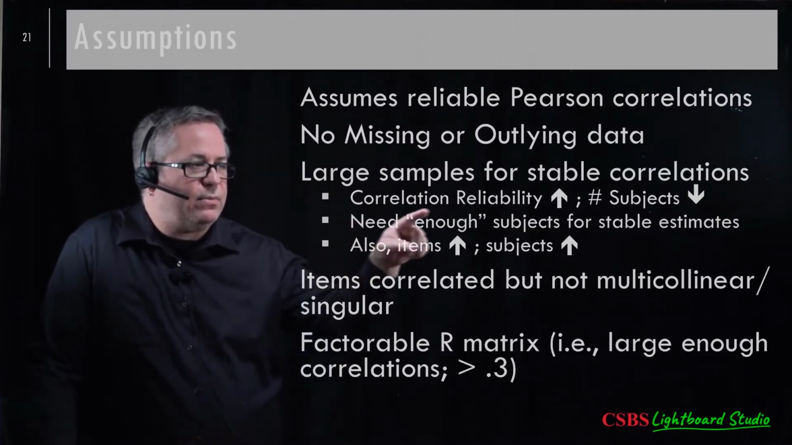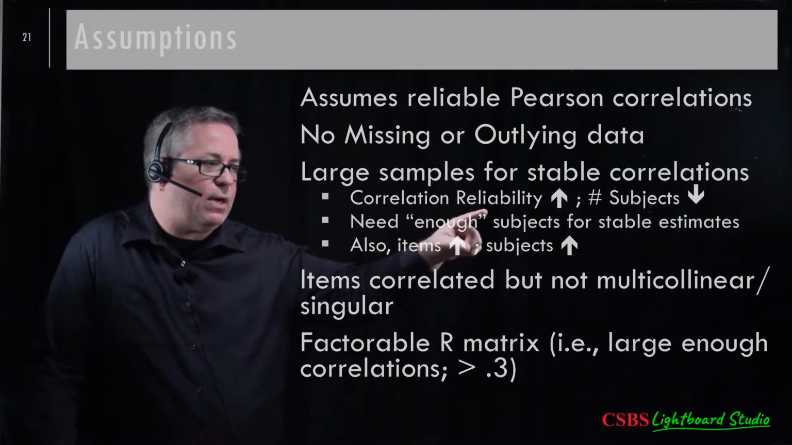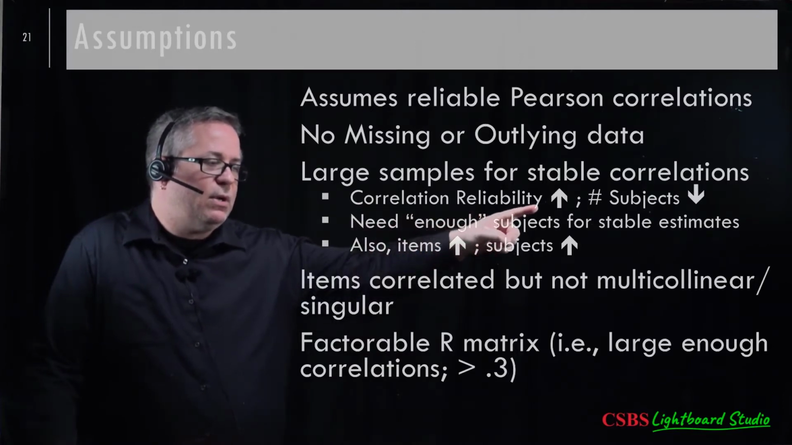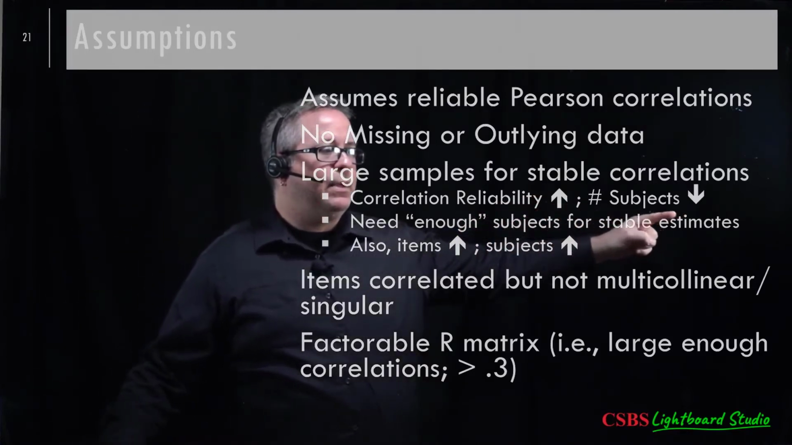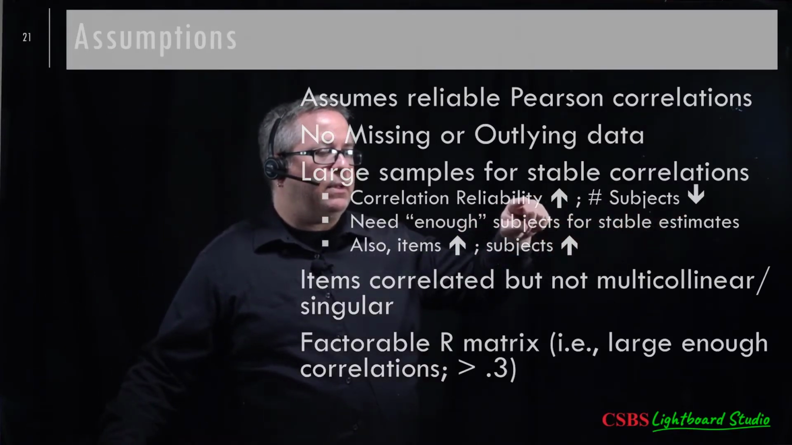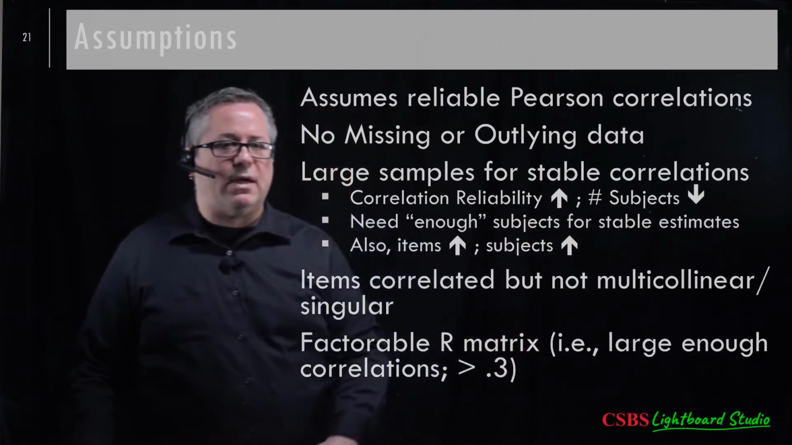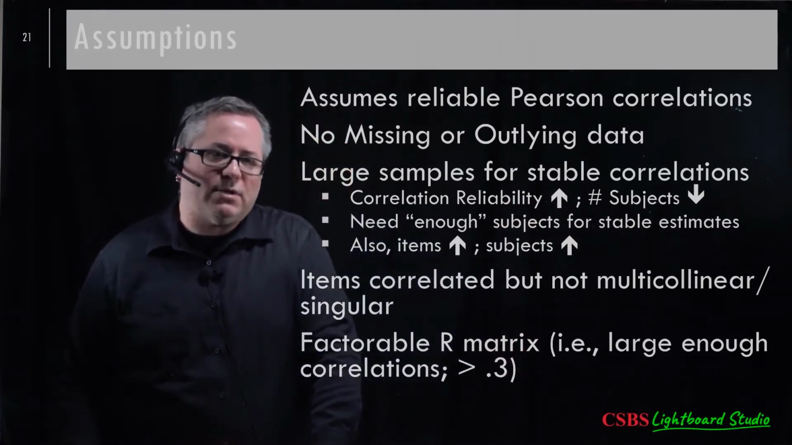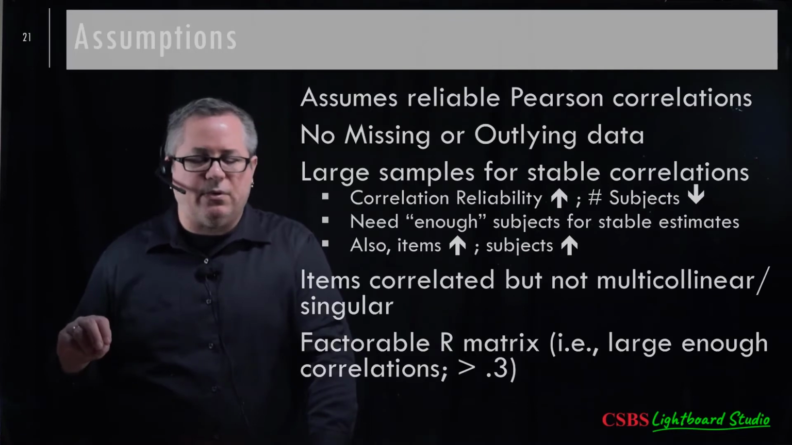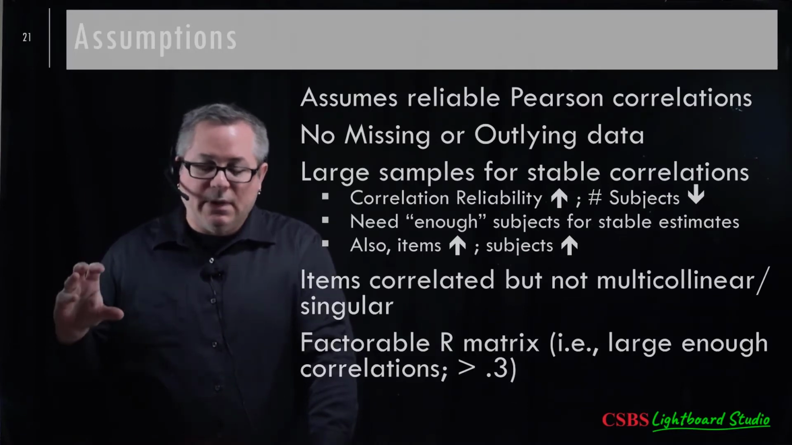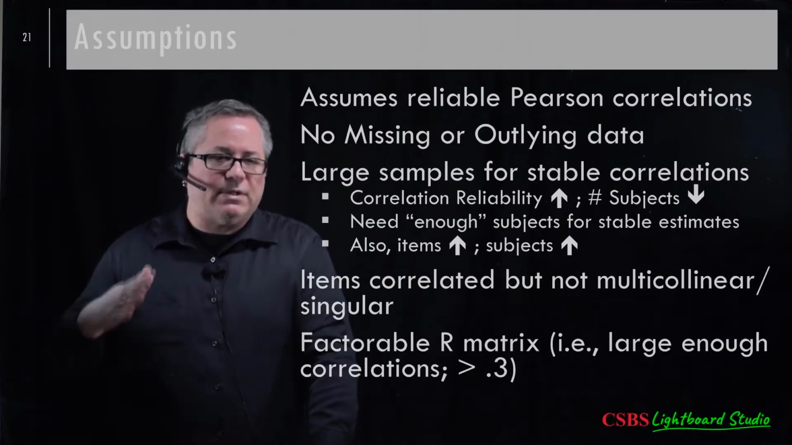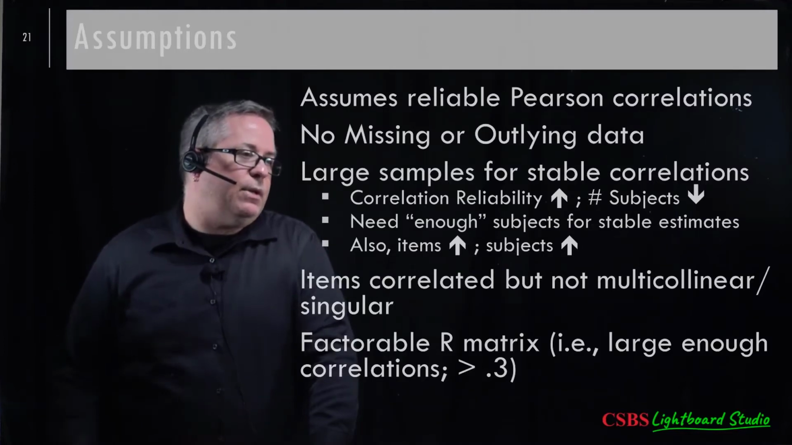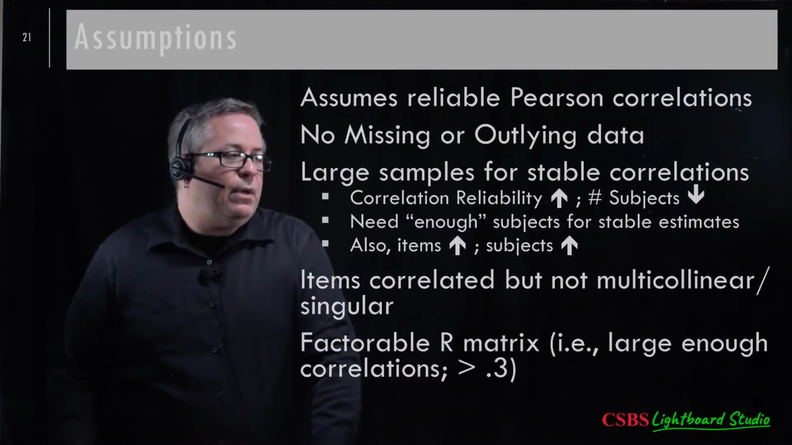If you have reliable correlations, the more reliable they are, you can actually get by with fewer subjects. Meaning that if it's a pretty stable, reliable correlation that shows up every time you go to study this particular relationship, it comes up in a fairly steady amount, then you probably don't need as many subjects to do it.